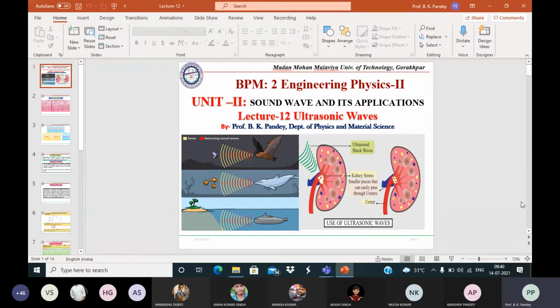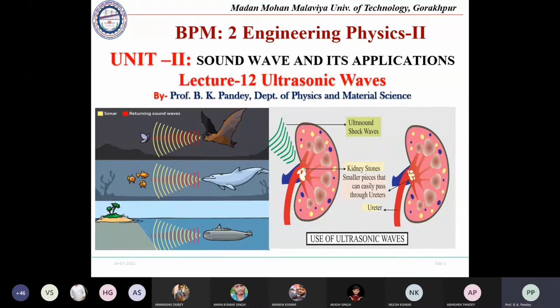Let us start this second part of second unit, that is ultrasonic waves. You might have heard there are a variety of applications of ultrasonic waves, and we are very much familiar with ultrasonography of different parts of the body where we cannot approach or see directly. The image of those sections, parts and organs can be viewed using ultrasonography or ultrasonic waves.